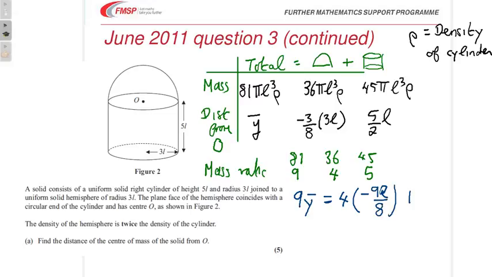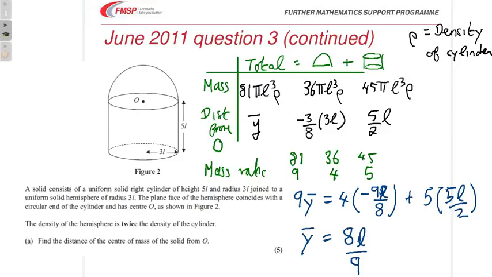Plus 5 times 5l over 2. Sorry, my pen is playing up again. 5 times 5l over 2. Where's the 5 gone? Right. That's an L as well. Right. Tidy that up a little bit and we get y bar equals 8l over 9. Just about done it, even though things are going a bit wrong with my graphics. Y bar is 8l over 9.